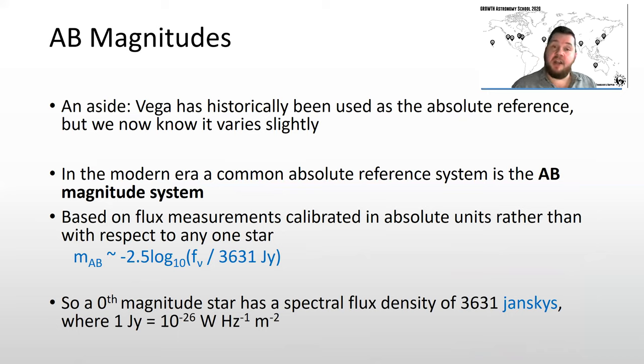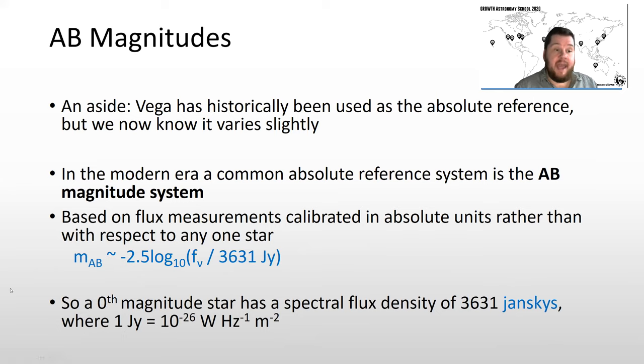So just as an aside, I talked about Vega as the absolute reference star. However, we do know that Vega does actually vary slightly. But all stars vary to some degree if you look at them closely enough. A more modern system rather than the Vega magnitude system is the AB magnitude system. And this is commonly used today. So this is based on absolute units rather than with respect to any one star.